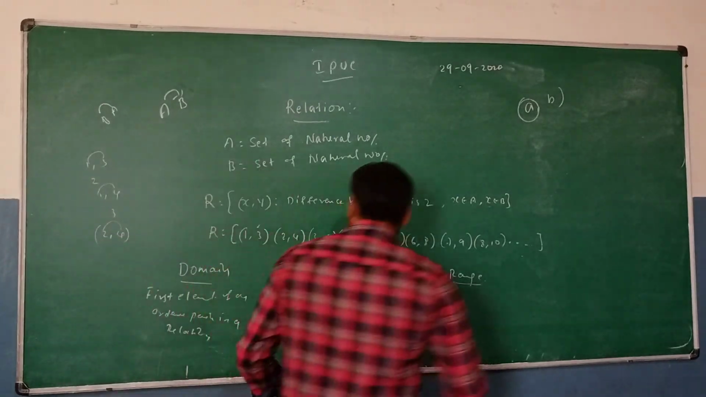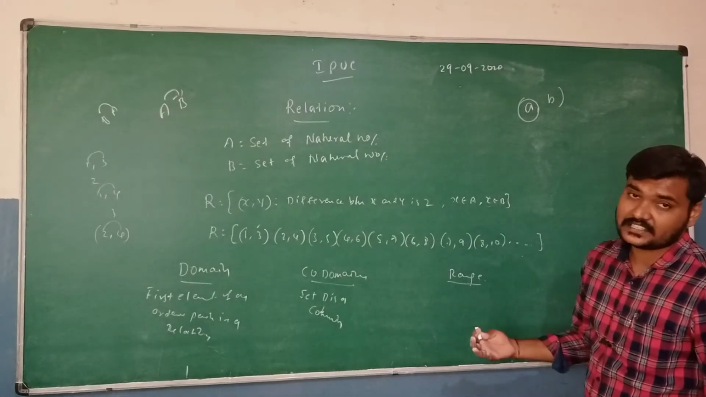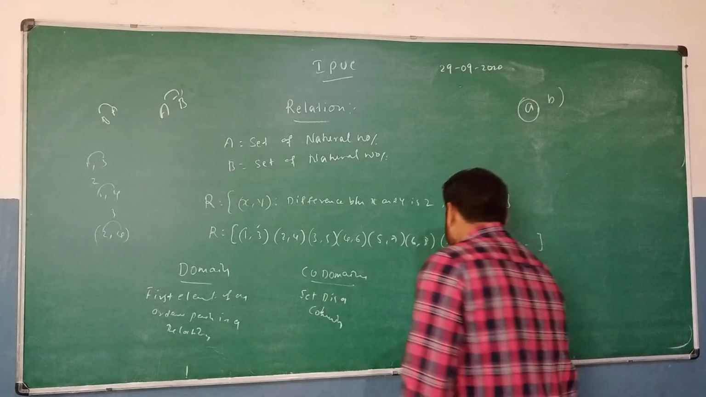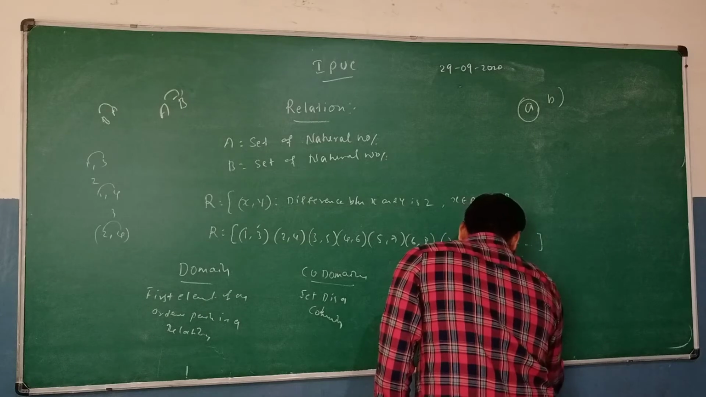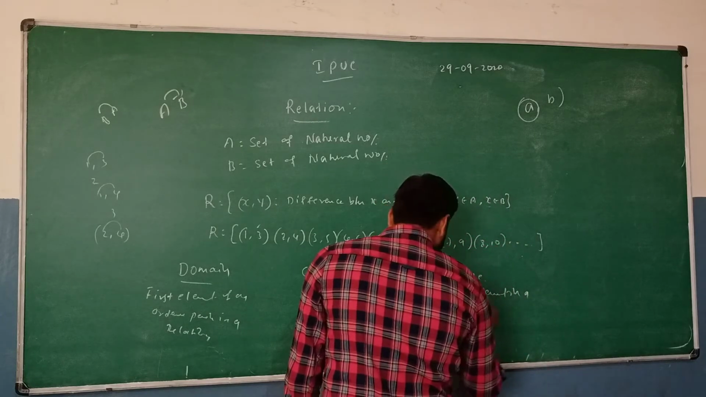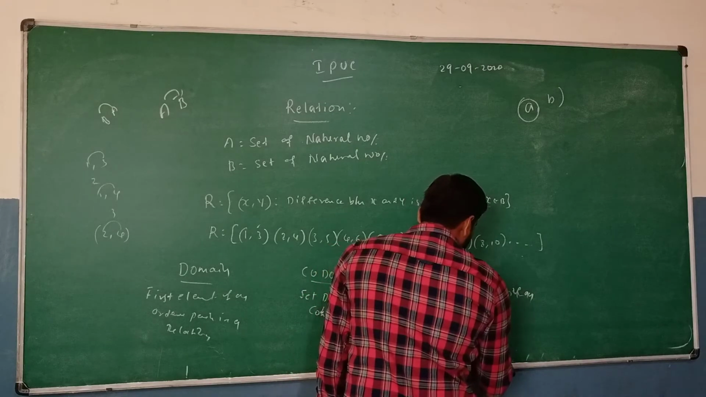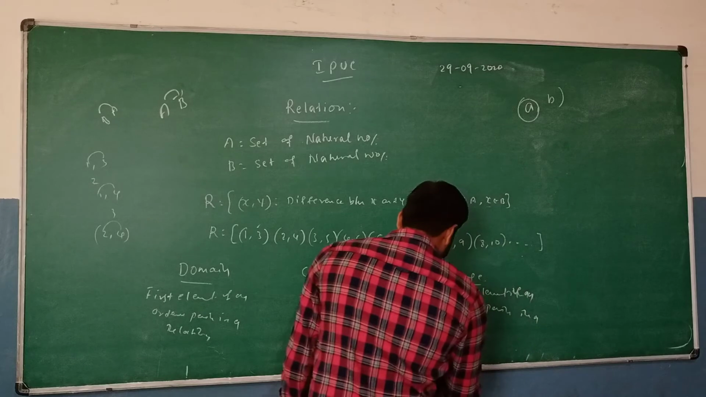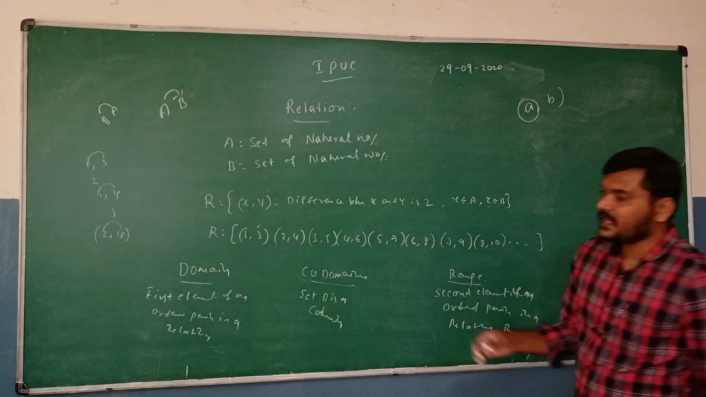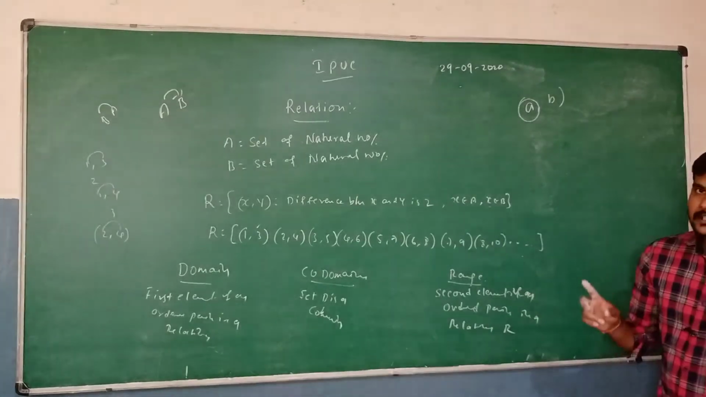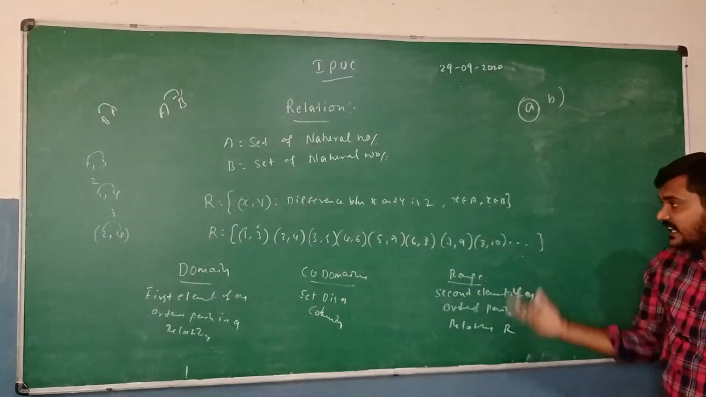What is range? Range is the second element of an ordered pair in a relation R, that's going to be the range. Okay, second element of an ordered pair in a relation R. So we can say that range is going to be the element which is present in a Cartesian product or present in a relation R, the second element of an ordered pair.